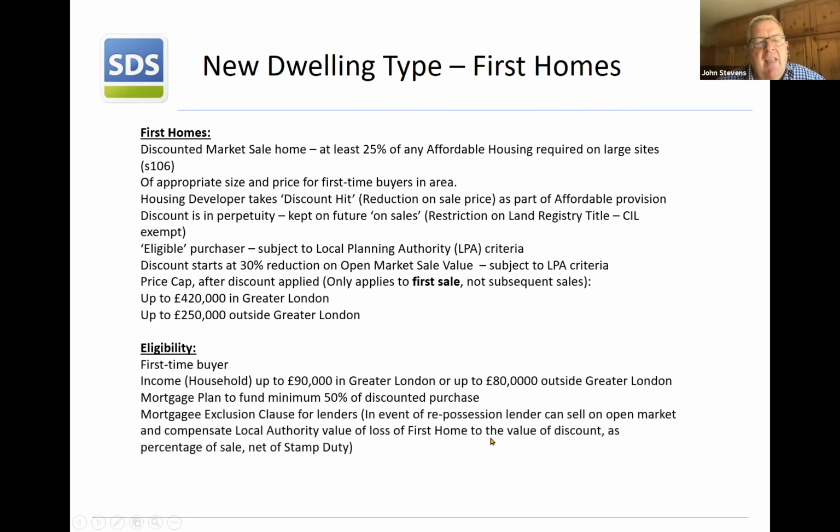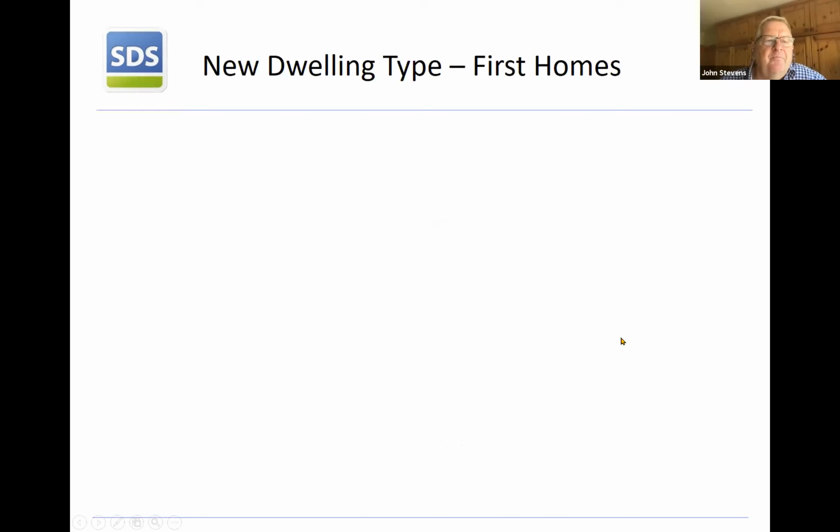And the government have also stipulated there's got to be a get out of jail clause for the mortgage lenders. So a mortgagee exclusion clause. What does that mean? Well, in the event of a repossession, the bank could sell the unit on the open market, but they then have to pay some compensation to the local authority to the value of the discount. So that basically is a safety net for the mortgage lenders that the government had to put in place. Sorry for my mouse popping up there.